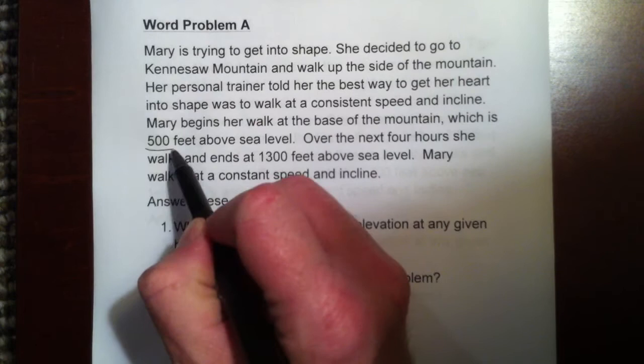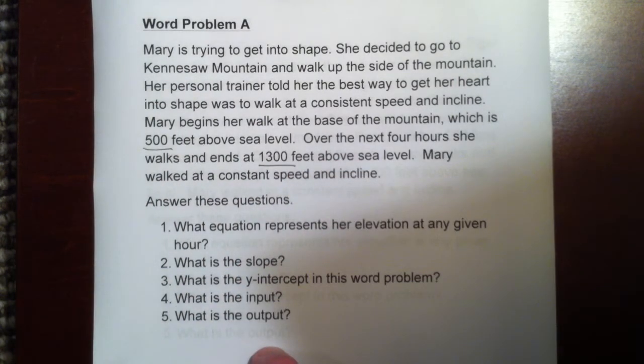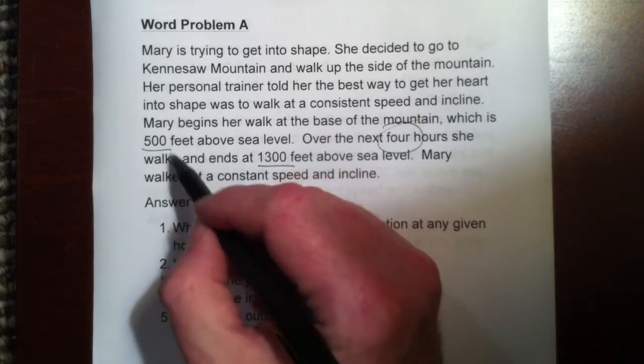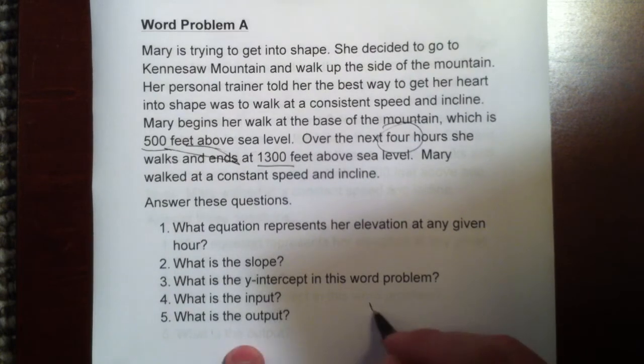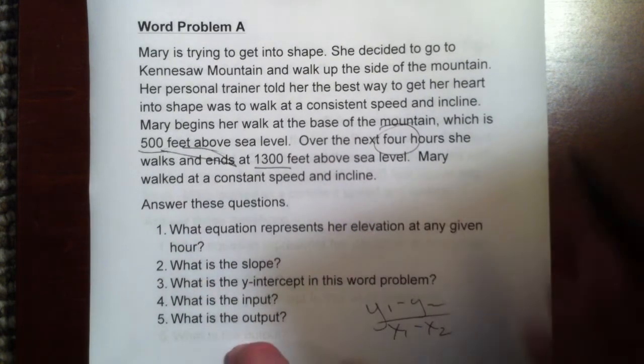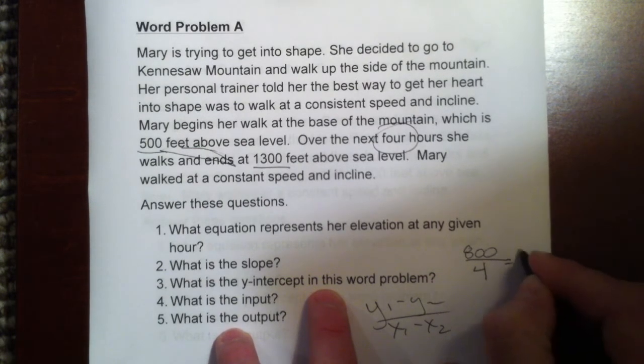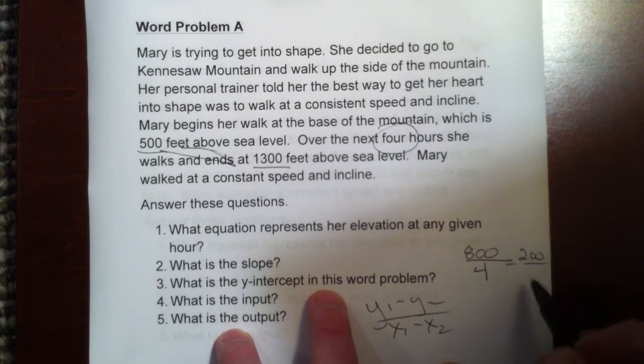So basically, she moved from 500 feet to 1,300 feet over 4 hours. Okay? So her rise, which is the output, is going to be the difference between these two. And you can do that y1 minus y2 over x1 minus x2 if you want. Or you can just say, hey, she rose 800 feet in 4 hours. Therefore, her slope is 200. In other words, for every hour she walked, she rose, went up 200 feet.